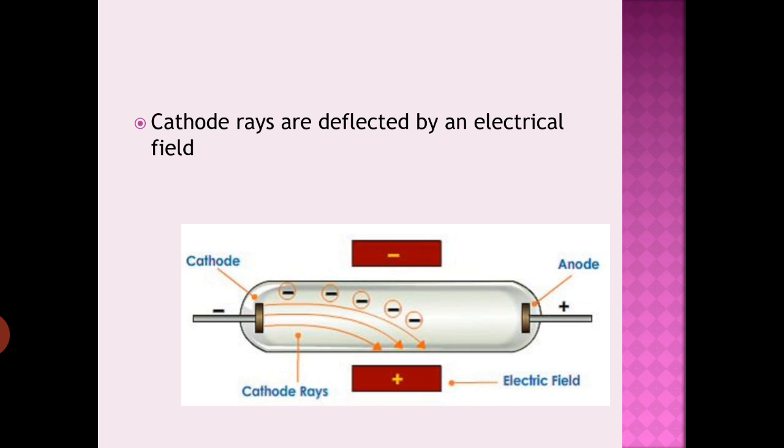Now what is the third point? Cathode rays are deflected by an electrical field. When the cathode rays pass through a strong electrical field formed by placing positively and negatively charged plates in their path, they are deflected toward the positive plate. So you can see that it is deflected from the negative part to the positive part when a charged plate is kept near it.